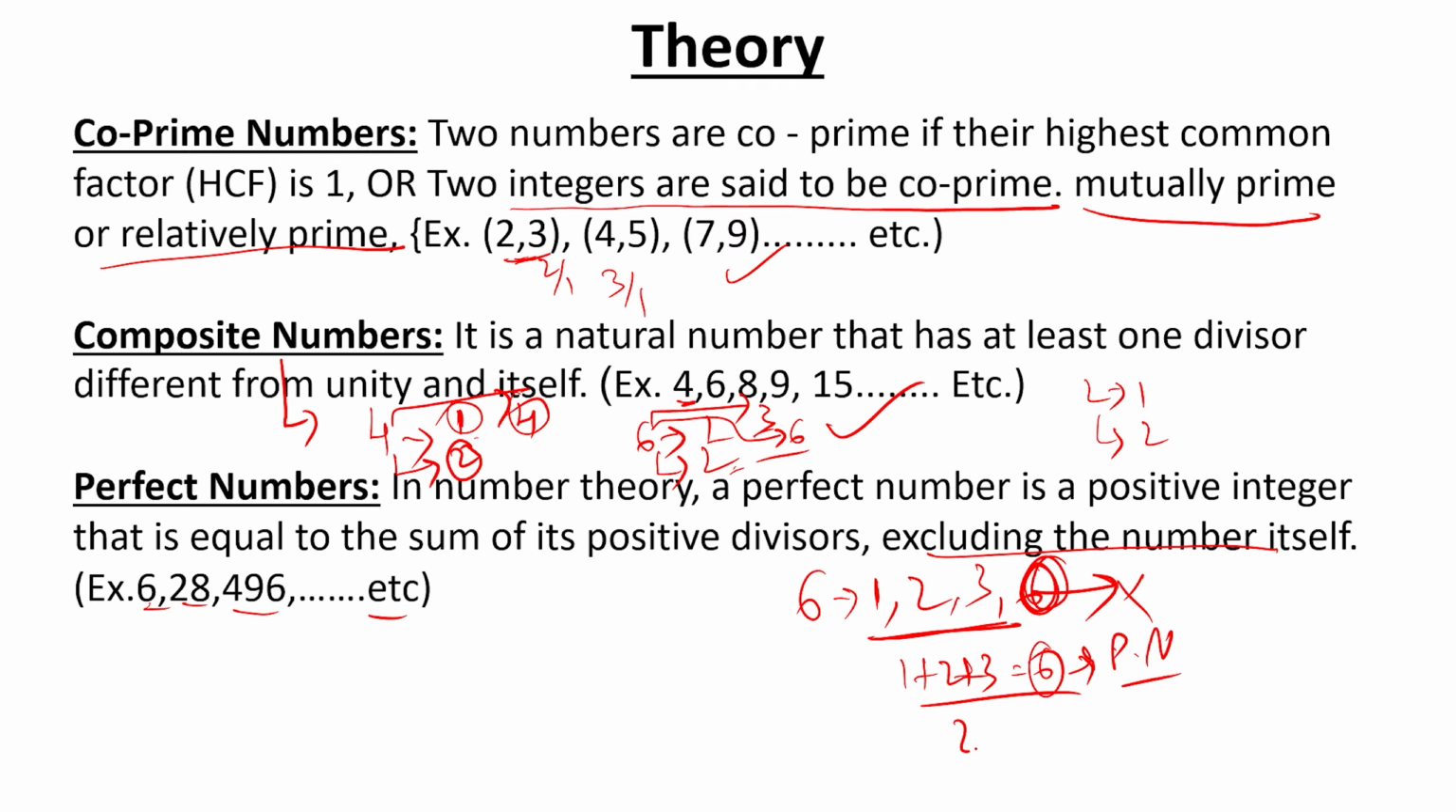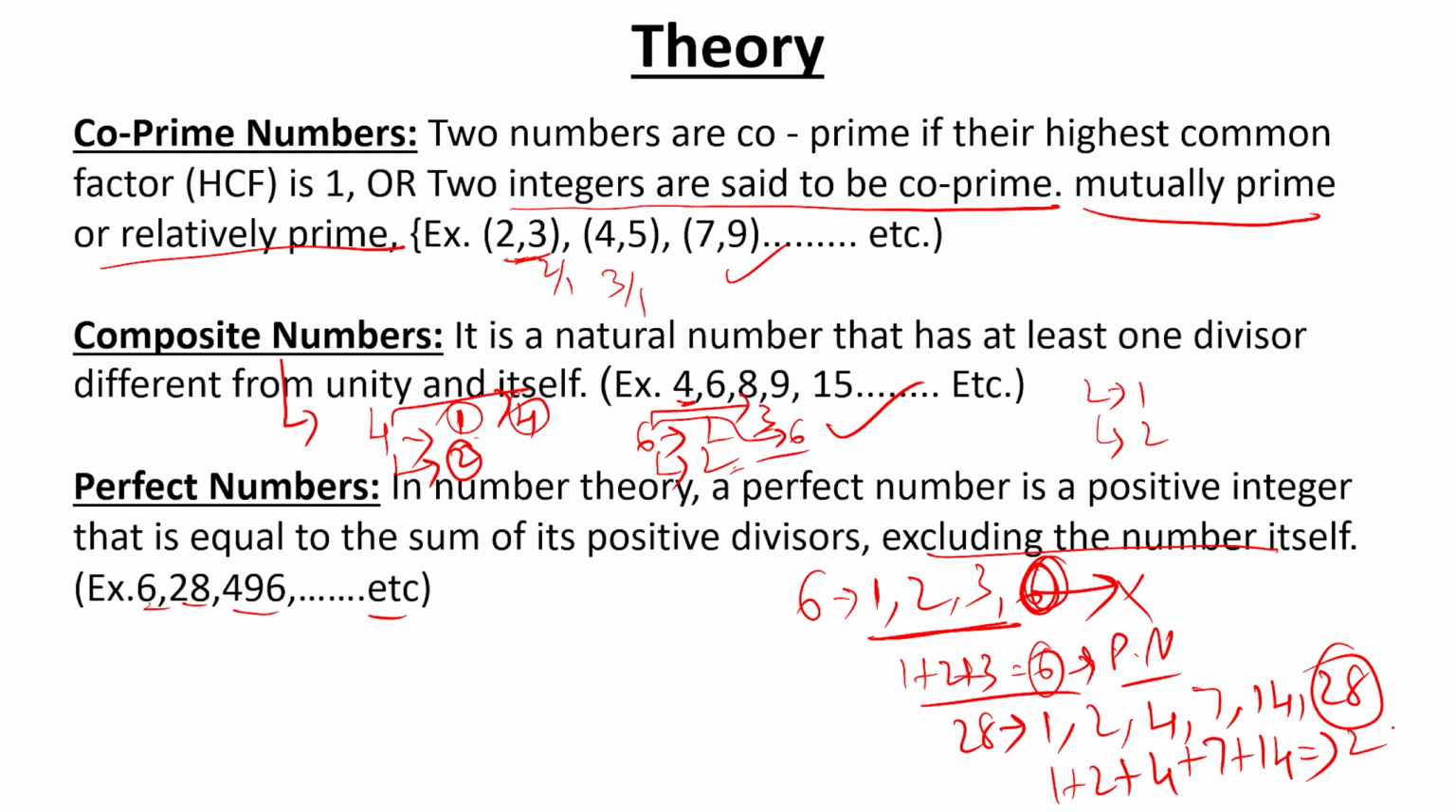You understand? Let's take the example of 28. It can be divisible by 1, 2, 4, 7, 14, and 28. These numbers are factors of it. Exclude the number itself and add 1 plus 2 plus 4 plus 7 plus 14. What do we get? 1 plus 2, 3, plus 4, 7, plus 7, 14, plus 14, 28. That's why 28 is also a perfect number. Now, I think you understand what is meant by a perfect number.